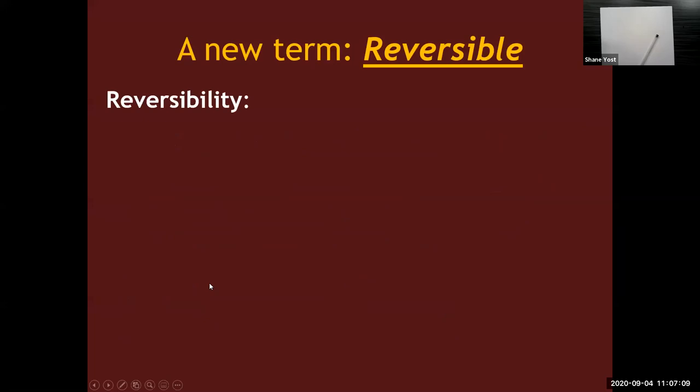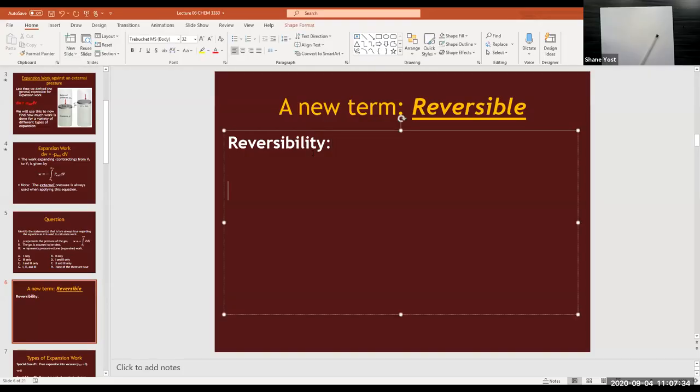All right. So what is a reversible process? How do I do something reversibly? What is reversibility related to? Try to guess at least something based off of the name. A reversible process, reversibility, what would that mean to you?